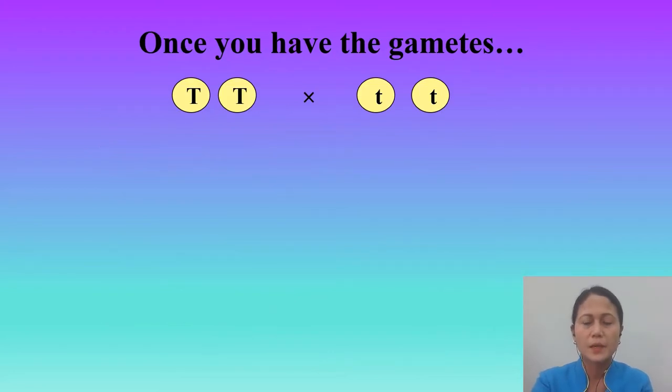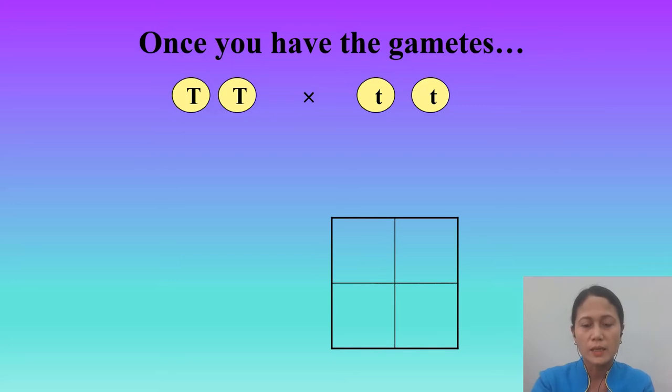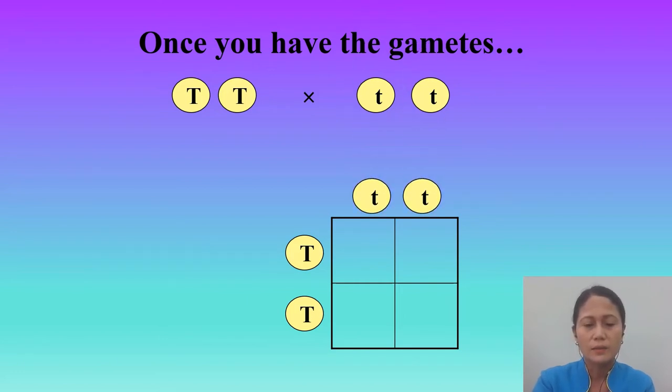Once you have the gametes, one big T cross with small T and a small T, then draw this Punnett square. You put these gametes here and another here, and then do the crosses. Now let's have some practice problems.